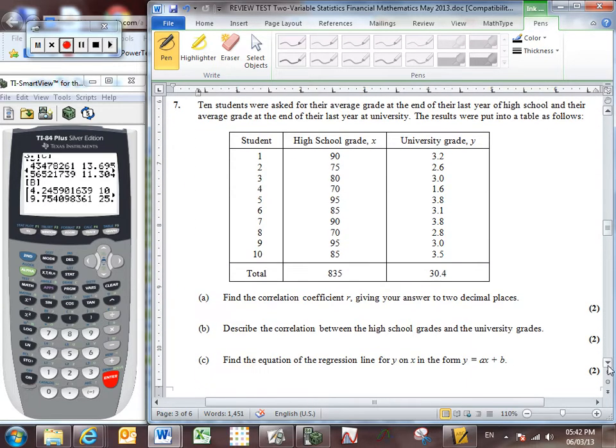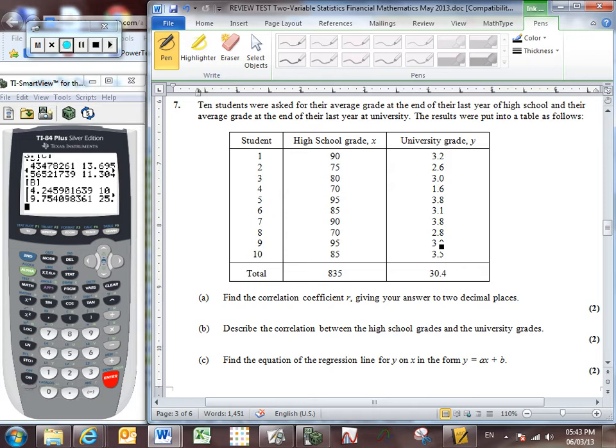Sorry. Number 7. 10 students were asked for their average grade at the end of their last year of high school and their average grade at the end of their last year at university, and the results were put into a table as follows. So you can see that in high school they were graded according to percentages, while at university it looks like it's done more by GPA. We need to find the correlation coefficient R.